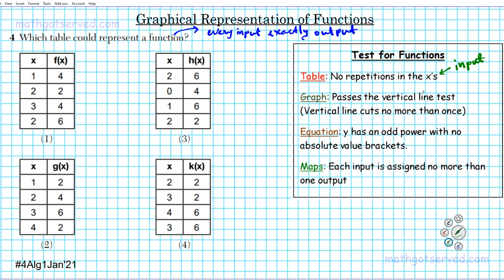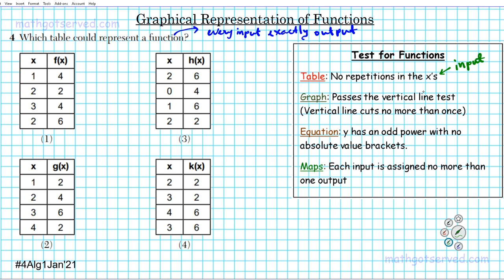When you're given an equation, you want to pay attention to the power of the y variable, the output variable. All right, you want to ensure that there are no absolute values around the y, and it has an odd power. If you have an even power, you have a situation where if you solve for y, you have one input going to multiple outputs. Okay, and that's not acceptable. And then when you're given a map, you just look at the arrows. Focus your attention on the inputs and make sure that every arrow from an input doesn't split. It doesn't go to multiple outputs, but just goes to exactly one output.